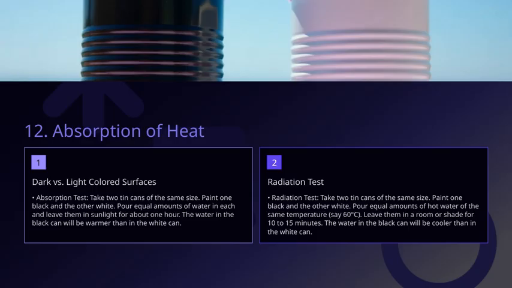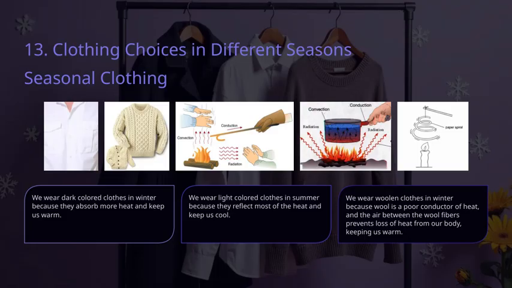Connecting these ideas, we see that surface color affects heat absorption and radiation differently depending on the environment. In sunlight, darker surfaces absorb more heat, leading to higher temperatures. But in shaded conditions, or when radiating heat away, the same dark surfaces can lose heat more quickly. These concepts are vital for understanding how surfaces interact with heat, which ties back to our overall theme of heat transfer and energy efficiency. Let's talk about clothing choices in different seasons.